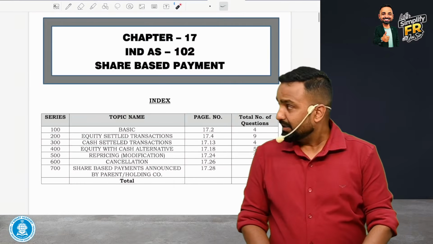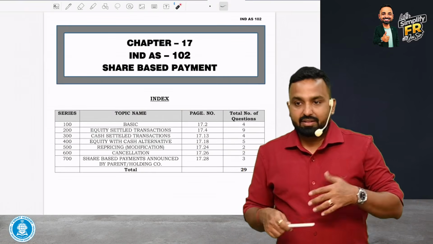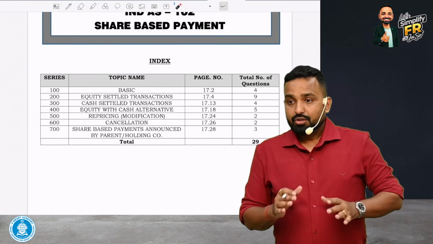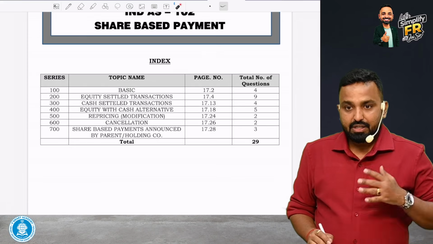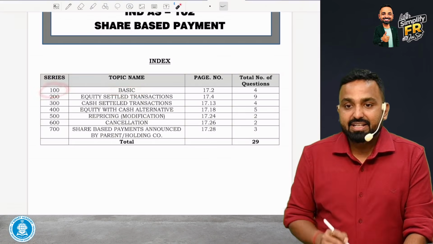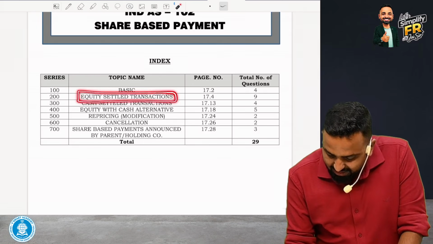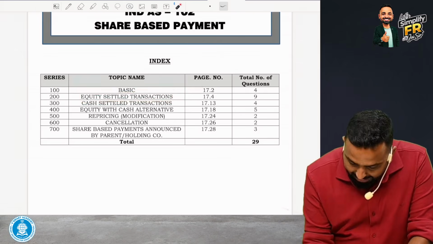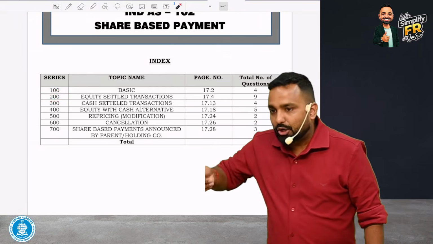This is basically the question bank compiler. So how I have designed this book? In this book, first of all the subtopics are differently categorized. Basic level questions are categorized in series 100. Questions relating to equity settled transactions, all questions at one place for this topic, are in series 200. I have made the index for each and every topic.